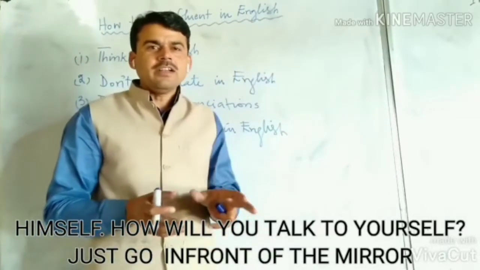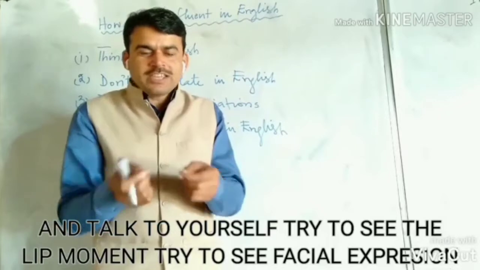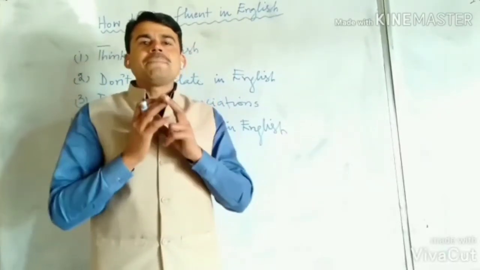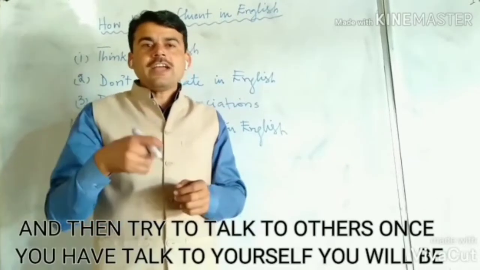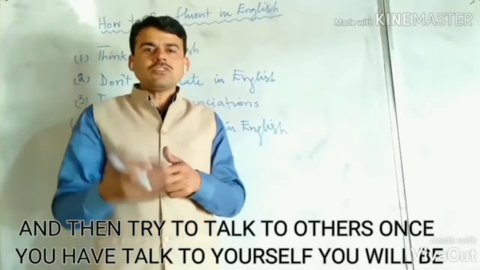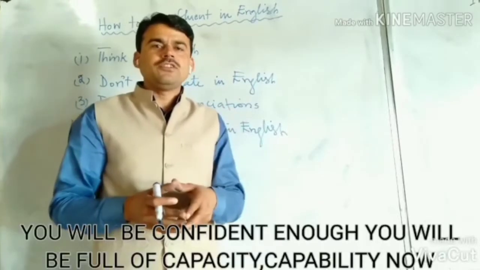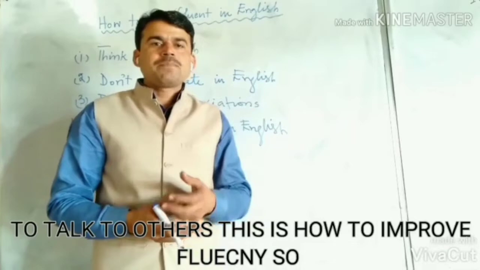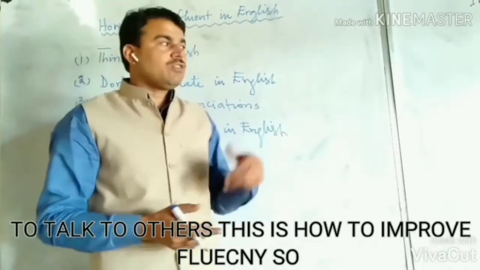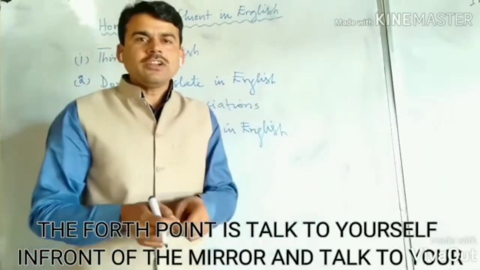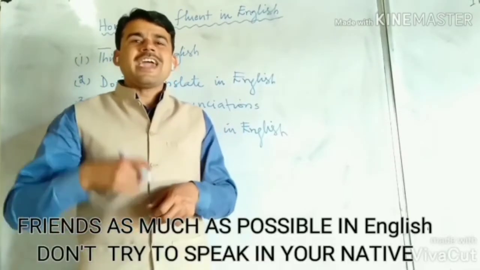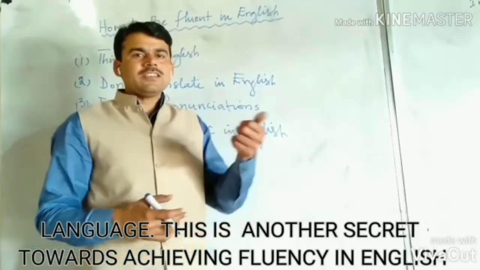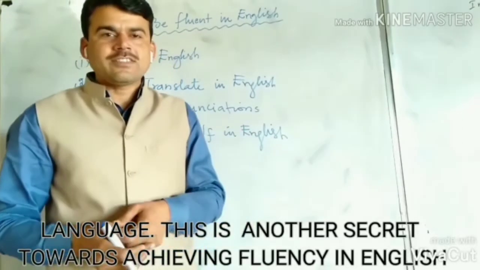Just go in front of the mirror and talk to yourself and try to see the lip movement, try to see the facial expressions of your whole body and your face, and then try to talk to others. Once you have talked to yourself, you will be confident enough and full of capacity and capability to talk to others. This is how to improve fluency. So the fourth step is to talk to yourself in front of the mirror and talk to your friends as much as possible in English. Do not try to speak in your native language. This is another secret towards achieving fluency in English.